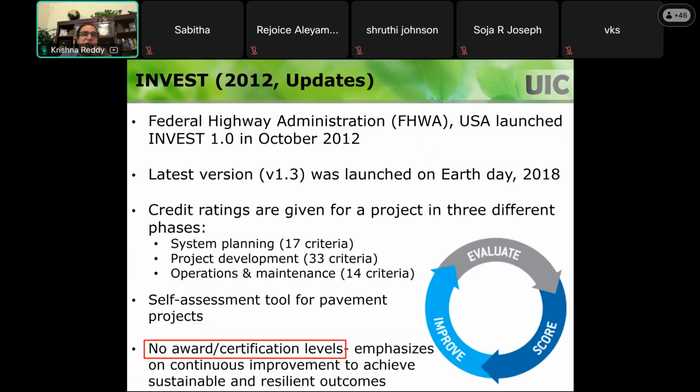The other most popular transportation sustainability rating tool is INVEST. This was developed by the Federal Highway Administration, and it has gone through a lot of revisions. And it has 3 categories: systems planning, project development, operations and maintenance. There are 17 criteria, 33 criteria, 14 criteria. And the idea is, designers are supposed to use these, evaluate what they designed and then score it. And if the score is bad, then, hey, I need to make my project more sustainable, and then revise your designs and go through this self-assessment and make the project more sustainable.